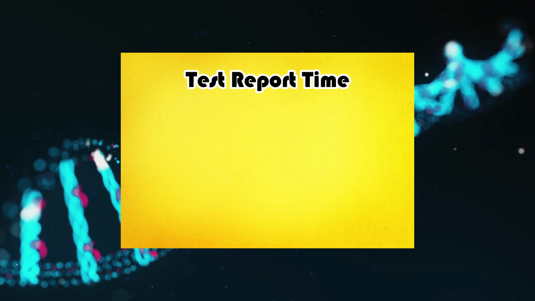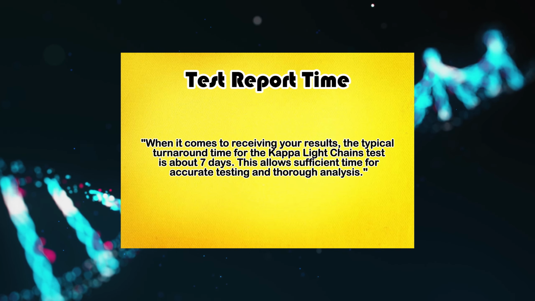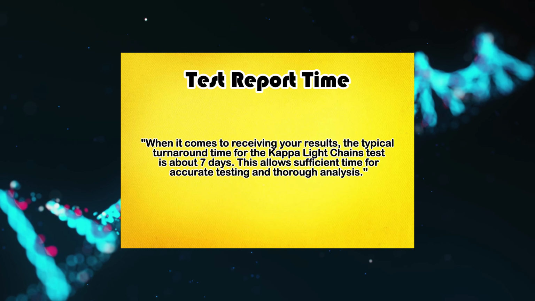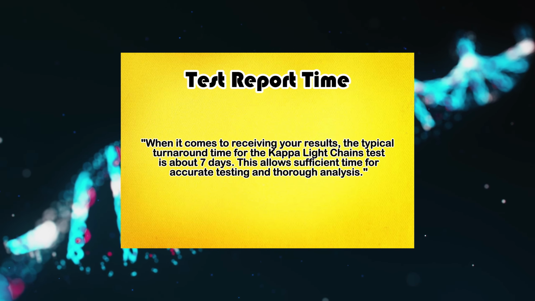When it comes to receiving your results, the typical turnaround time for the Kappa light chains test is about 7 days. This allows sufficient time for accurate testing and thorough analysis.